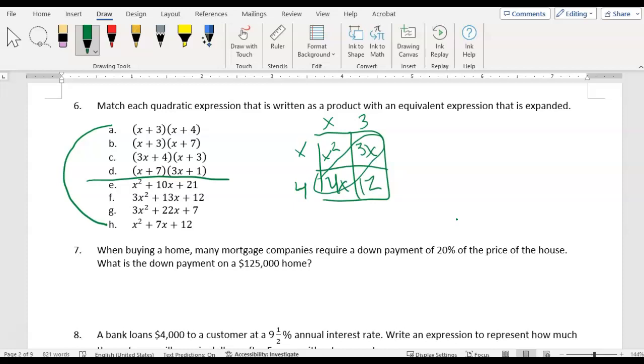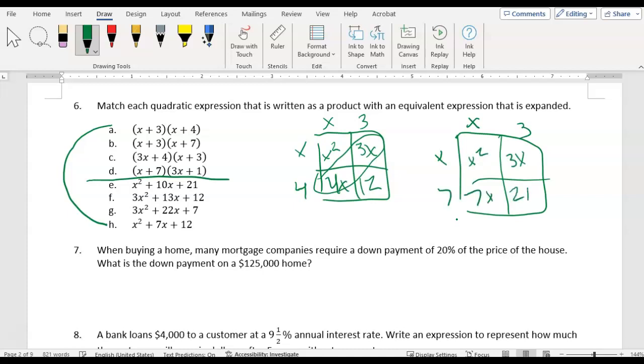All right, B, let's see, x squared plus 10x plus 21. Okay, and so you can continue to match those and finish this on your own. That is a bit of a review.